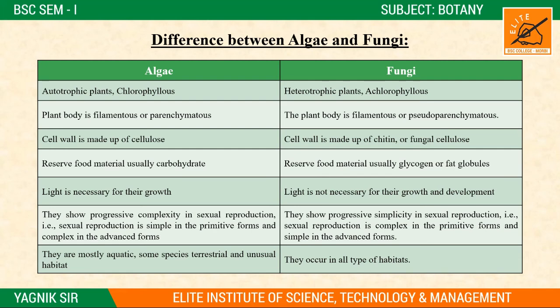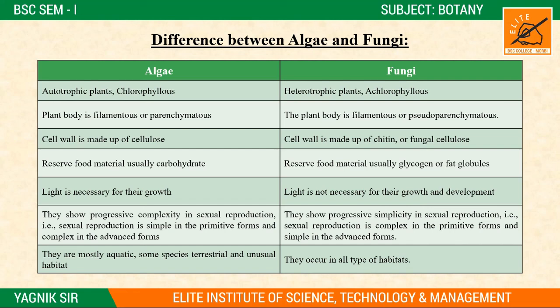The algal plant body is filamentous or parenchymatous, and we can see another type in the organization of the thallus, right? In fungi, the plant body is filamentous or pseudoparenchymatous, right? But this is different. The thallus is pseudoparenchymatous, which looks similar but is pseudo, not true. The algal cell wall is comparatively made up of cellulose and hemicellulose, right? But the fungal cell wall is made up of chitin, and in the lower fungi the cell wall is made up of fungal cellulose and glucan, right?